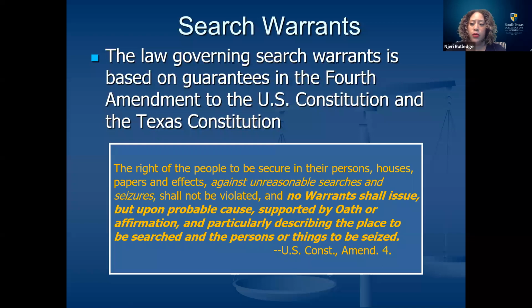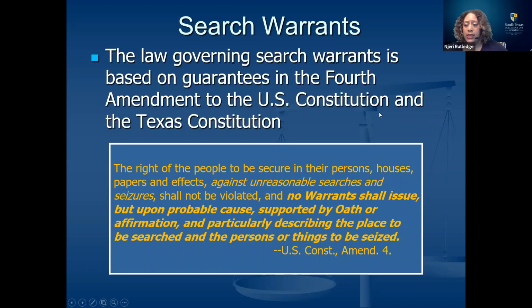But I'm going to read it because this really does adequately describe what a search warrant is. It reads, "The right of the people to be secure in their persons, houses, papers, and effects against unreasonable searches and seizures shall not be violated, and no warrant shall issue but upon probable cause, supported by oath or affirmation, and particularly describing the place to be seized and the persons or things to be seized."